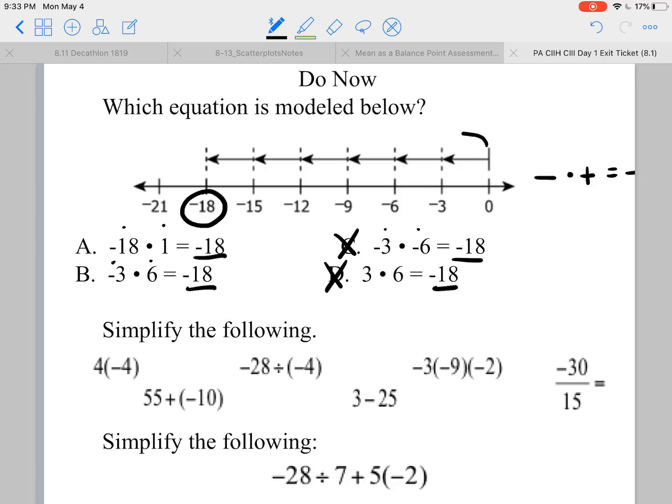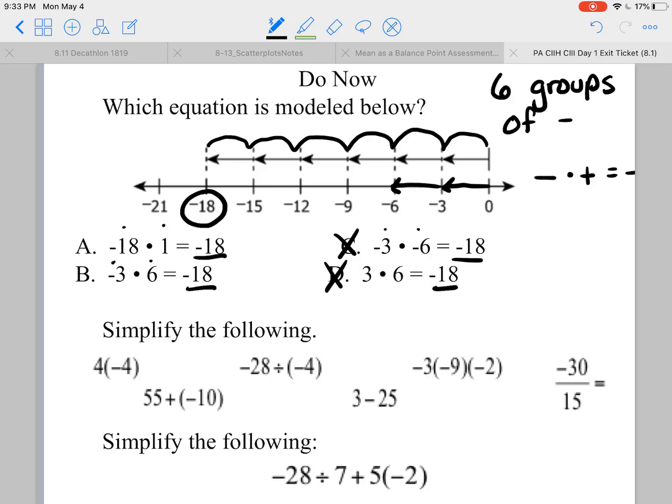So now we've already eliminated some of our answer choices. Looking here, I have 1, 2, 3, 4, 5, 6 groups. And each group is negative 3 large. So 6 groups of negative 3. 6 groups of negative 3 makes negative 18. 6 times negative 3 makes negative 18. So that makes B the correct answer.